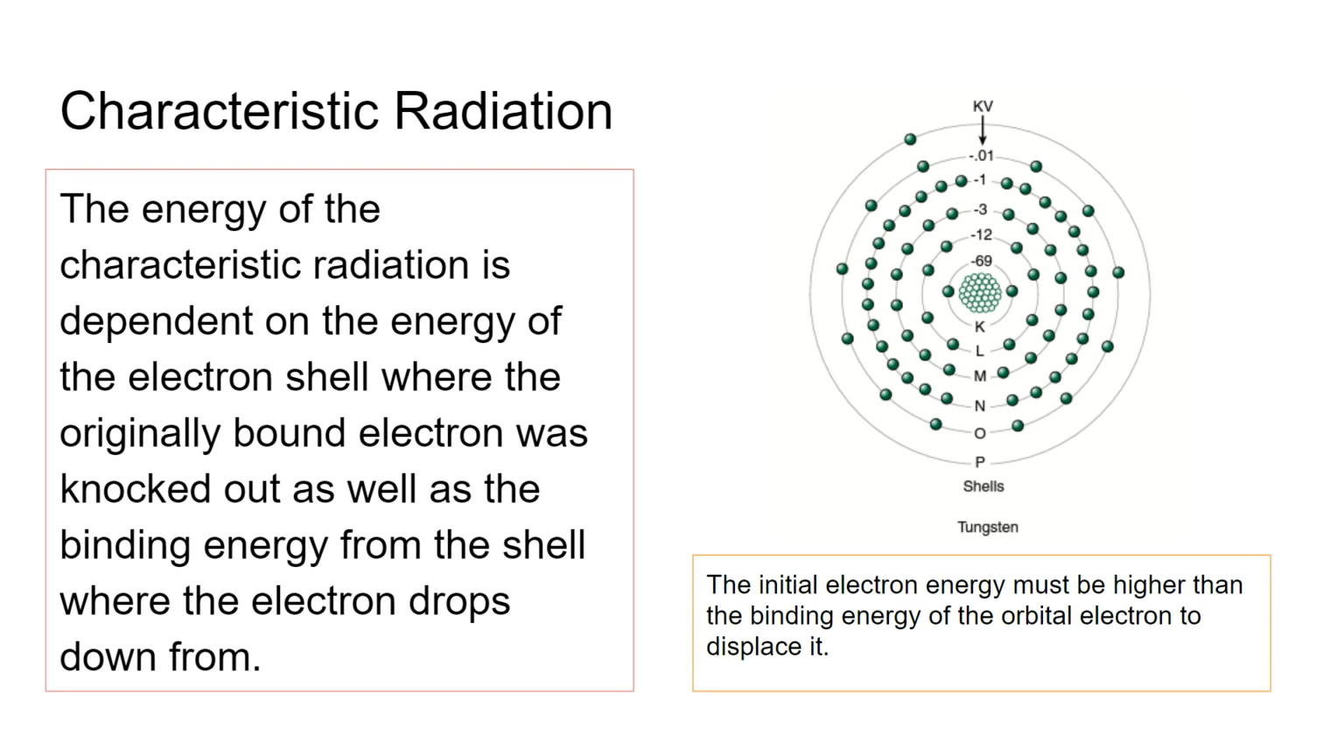So in a tungsten atom, when X-rays are created characteristically, if it happens to be a K shell, you're only going to have those 4 possibilities of photon energies.